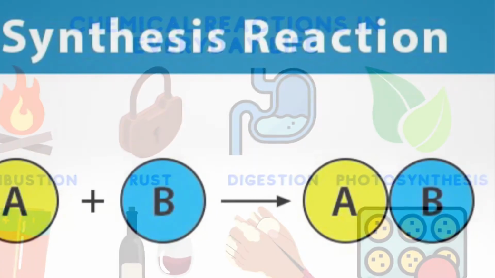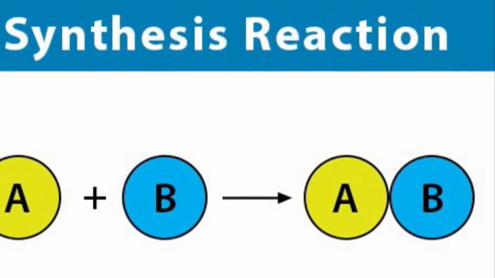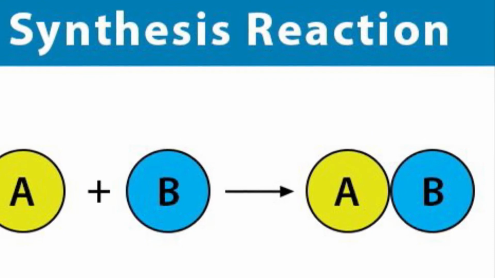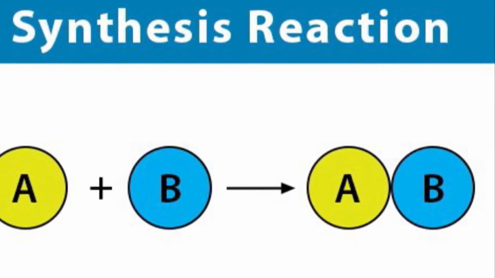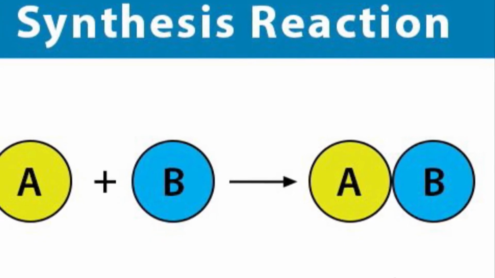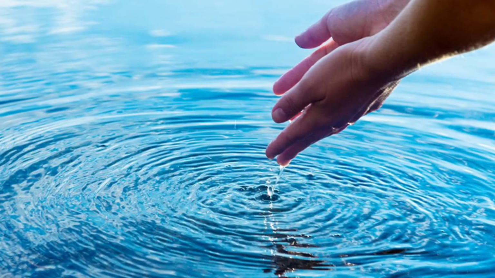Today I will be showing the 5 chemical reactions that can happen in everyday life. The first reaction that I will talk about is the synthesis reaction. The synthesis reaction is when 2 elements or compounds combine to make one compound. A synthesis reaction that happens in everyday life is the creation of water.